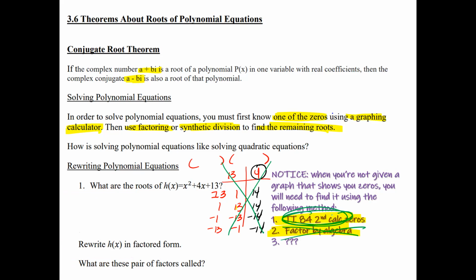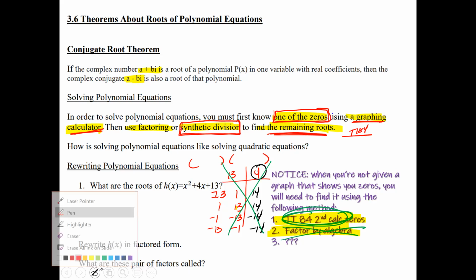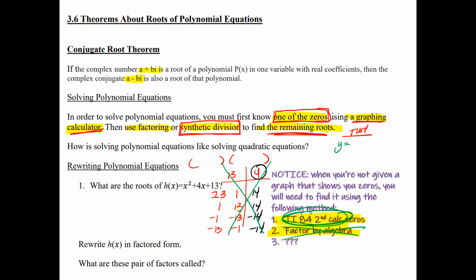So what I want you guys to do right now is grab your calculator and we are going to do just this. It says you must know one of the zeros by graphing, and then we have to use synthetic division or long division to find the remaining root. So let's go ahead and graph this. On your TI-84 calculator, you are going to hit Y equals, and you're going to type this in: x squared plus 4x plus 13.